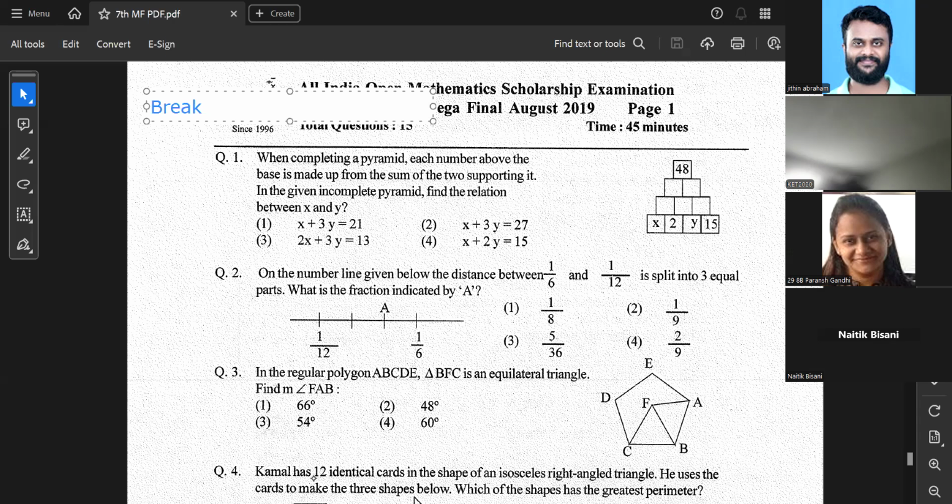Break है अभी, मम्मी ने खाना बनाया. What was the answer to the previous sum, like the 15th sum of the previous paper?